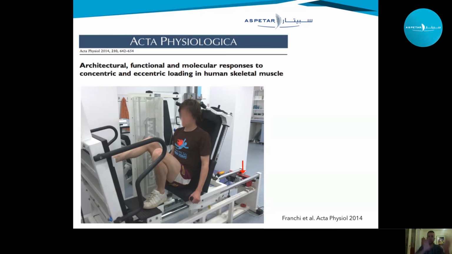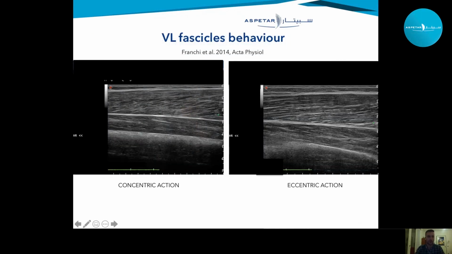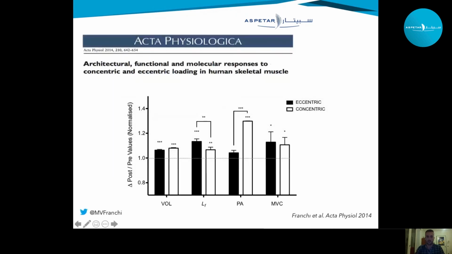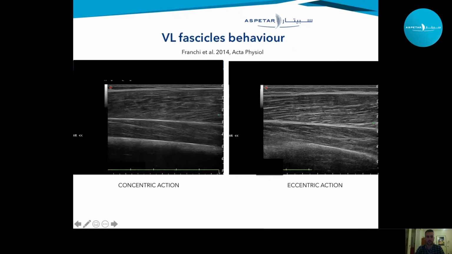To come back on the training side, we have studied in the last decade, in the last years, what happens to the muscle when you give either eccentric or concentric stimuli. So just to show you, this is the behavior of the vastus lateralis on a leg press exercise. This is during the pushing phase, okay?